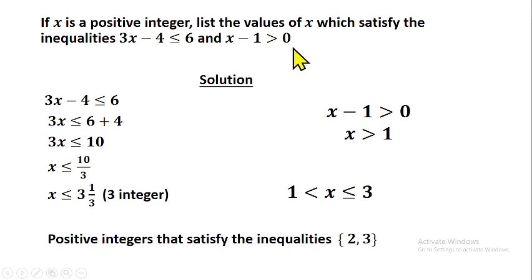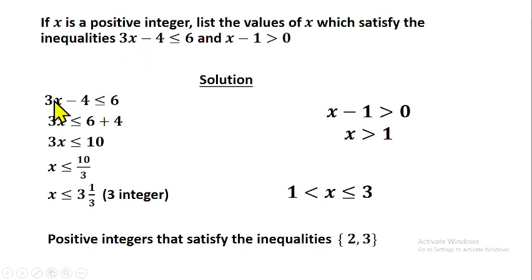They are separate already. So you are having 3x minus 4 less than or equal to 6, and we are having x minus 1 greater than 0. So what do you do? You solve this inequality, solve this as well. Whatever you get, then you now combine it to give us a single inequality. Then from there, we can now list the integers they asked us to list out.